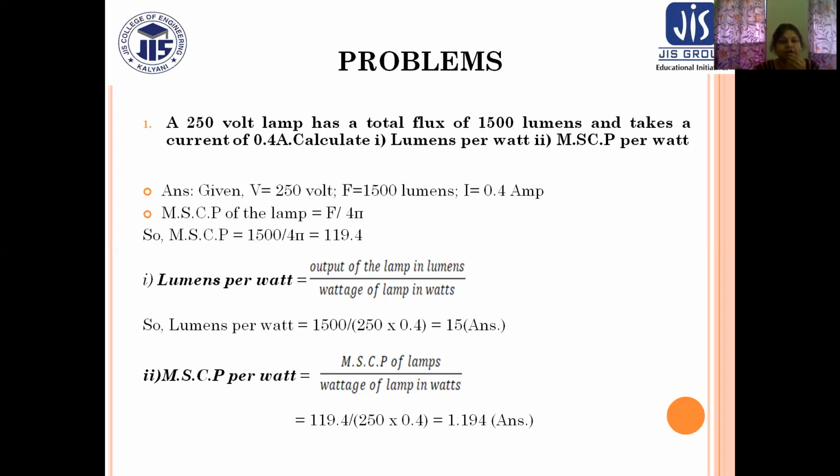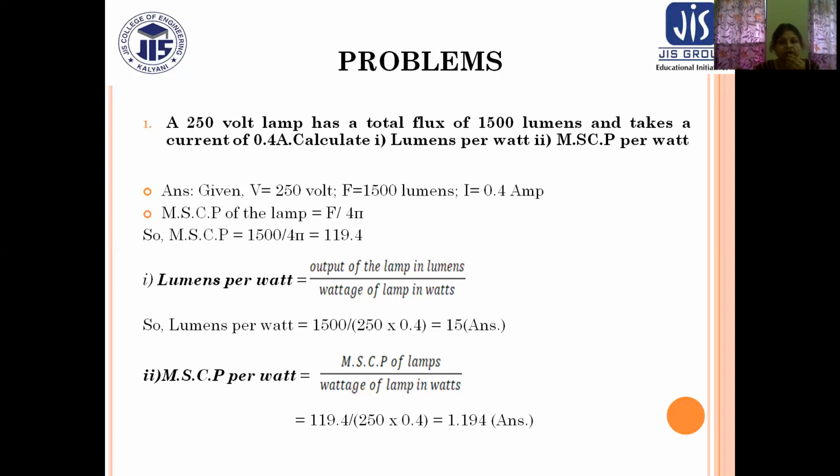Now the MSCP of the lamp, that means mean spherical candle power of the lamp, the formula is total flux by 4 pi. Now the question is why it is denoted as 4 pi? Because the largest solid angle of a sphere is equal to 4 pi. So MSCP equal to 1500 by 4 pi equal to 119.4.